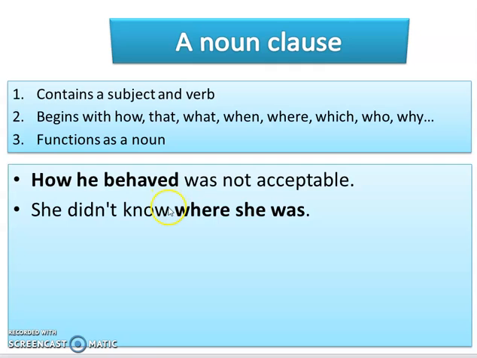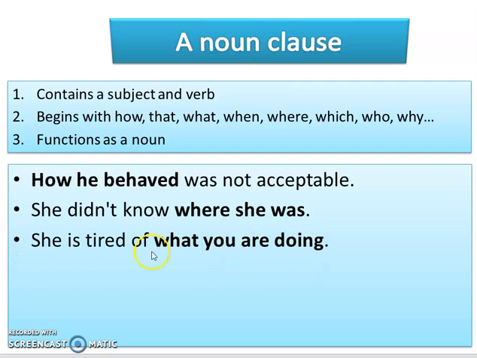What's the thing that she didn't know? What didn't she know? Where she was. If I say she didn't know this, in the following sentence it is replacing the object. It answers the question, what? She didn't know where she was. So where she was is a noun clause because it's taking the place of an object. It is a dependent clause, so we call it a noun clause.